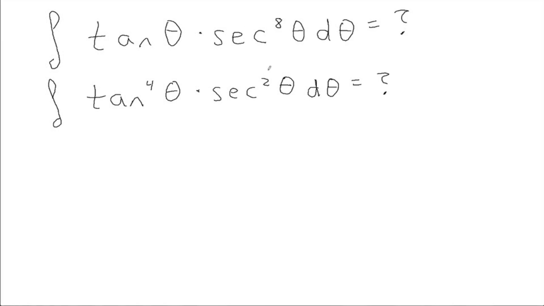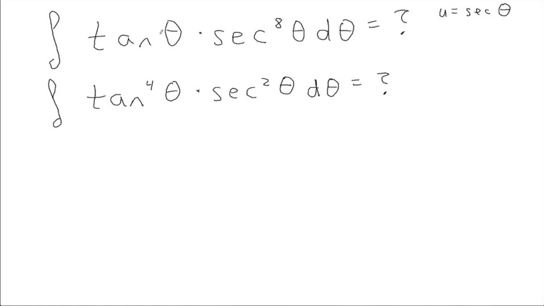So let's compare these two problems. These two problems look very similar, don't they? But they required totally different substitutions. So how can we see the difference between them? For this substitution, we used u equals secant theta. Because what's the derivative of secant theta? Secant theta tangent theta. And that does appear in the integral.